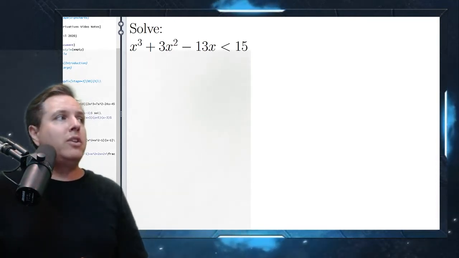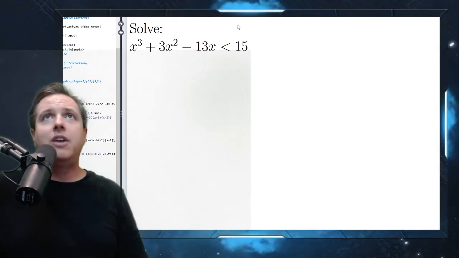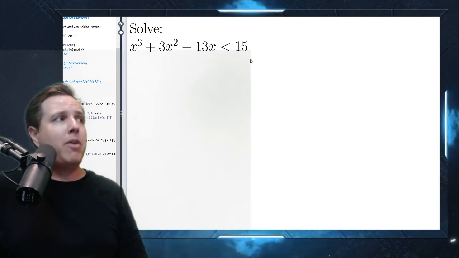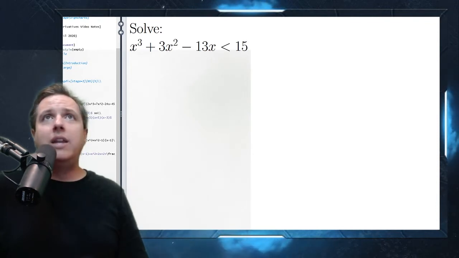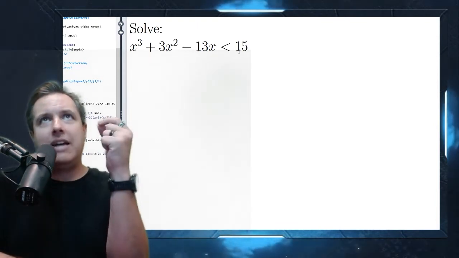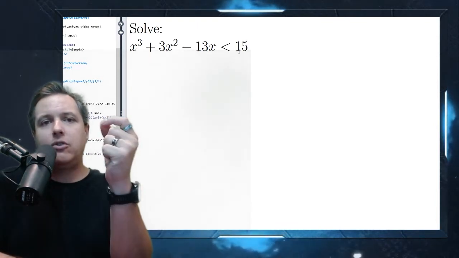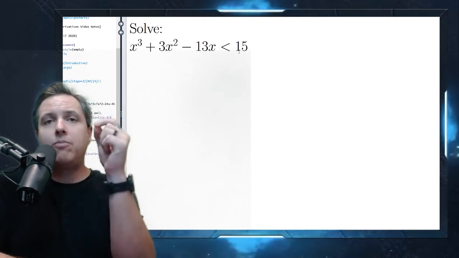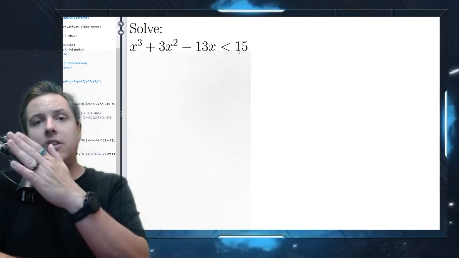So we want to compare these two polynomials here, right? We have a third degree polynomial on the left, and a 0 degree polynomial on the right. We want to know, when is this polynomial less than 15? So when we ask that, we're really asking for what x values is the thing on the left smaller than 15, which is the thing on the right.